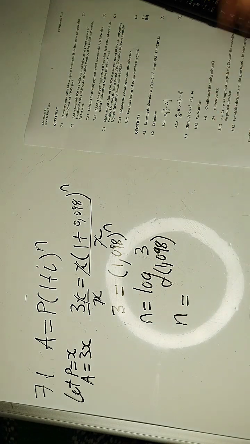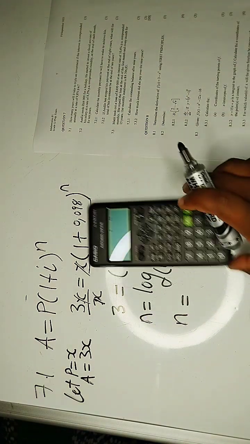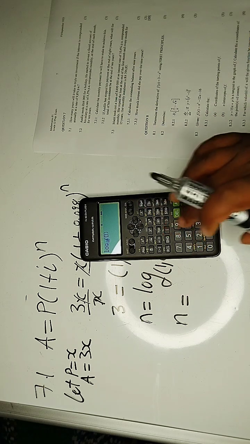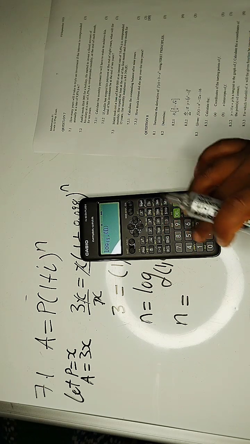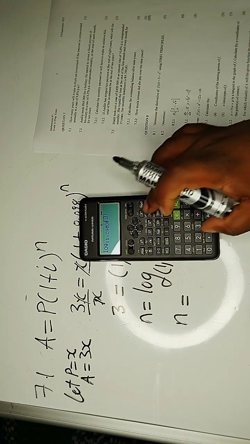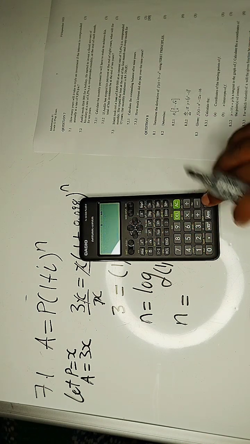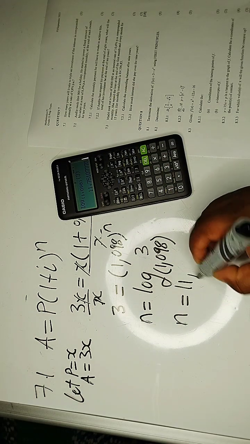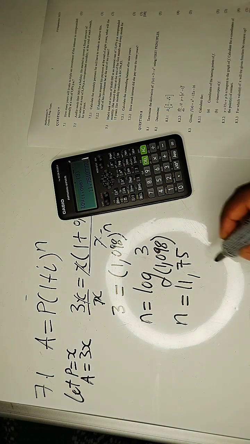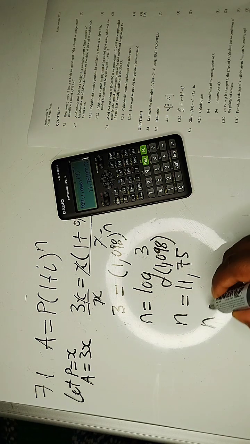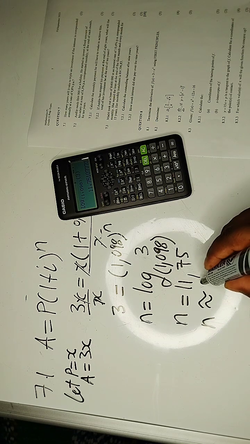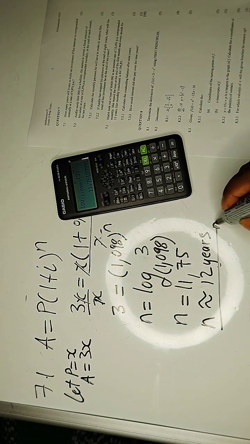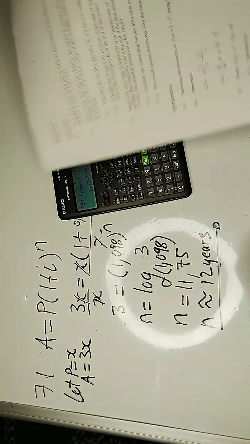So what is n? I substitute as is in the calculator. I'll have log base 1,098 close, then here I will have 3. So my answer here will be 11,75. So we know that n is approximately 12 years. That is what we know. That was the first part of it.